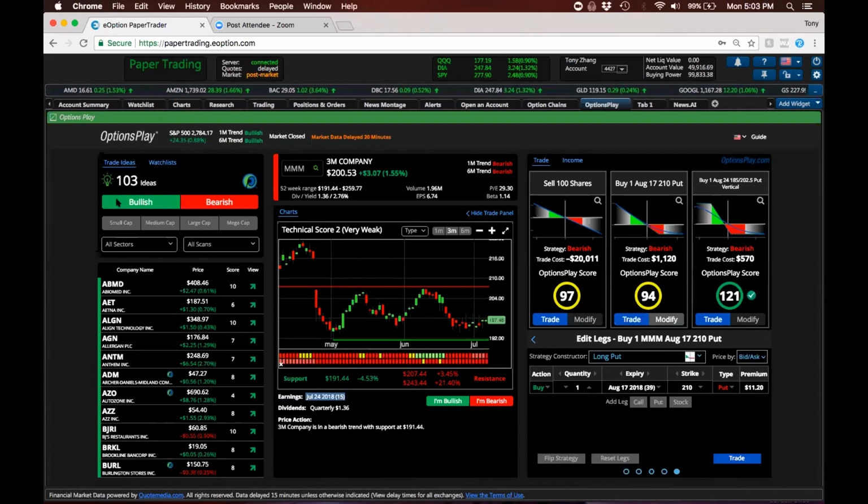Bobs, could you please expand upon the trade ideas in the left column? How do we use that to choose stocks to explore? So it's very simple. Depending on whether you're looking for bullish or bearish ideas, you can use this to filter for bullish ideas or bearish ideas.